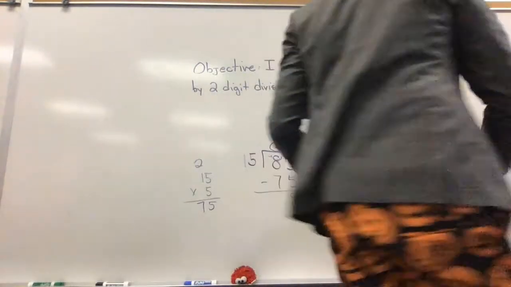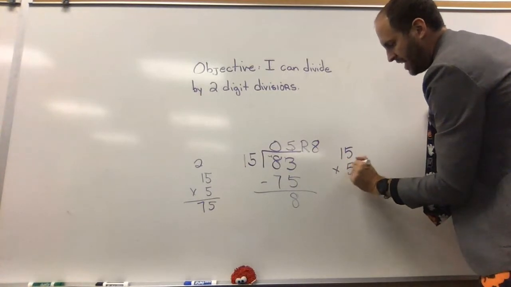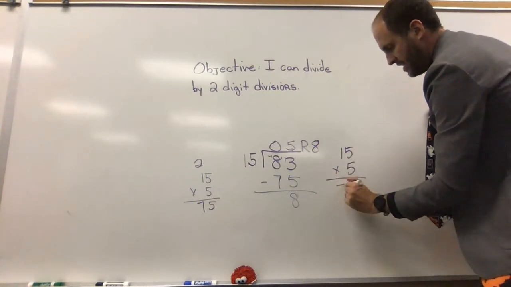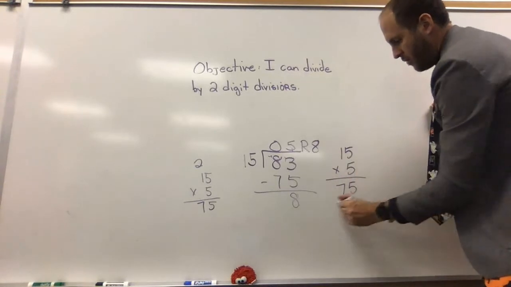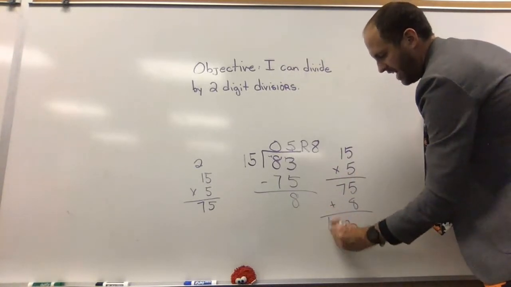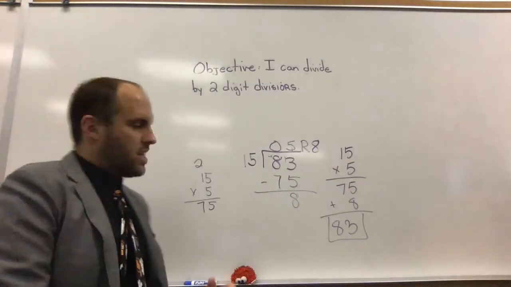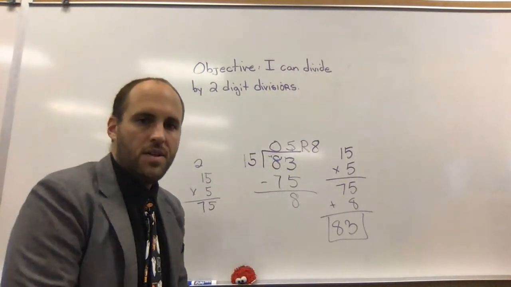We go and check our work. 15 times 5 is going to give us 75. We add 8, and that gets us an answer of 83. So, mathematicians, that is 2 by 2 division.